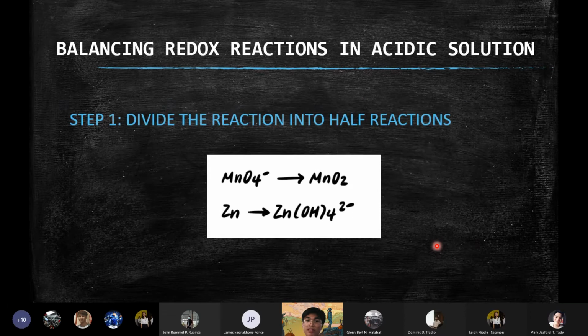Now, the first one is we need to divide the reaction into two half reactions. So by dividing the chemical equation, we need to consider that they must be the same elements on the reactant and the product side. So for the MnO4 minus on the reactant side, this is the first half reaction that we are dealing with, yields MnO2. And the second half reaction we have is the zinc yields Zn(OH)4 2 minus. That is the very first step.